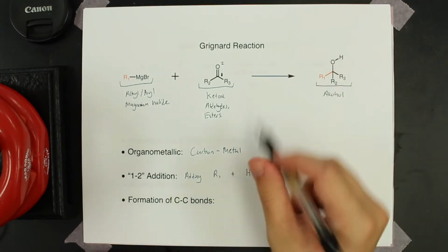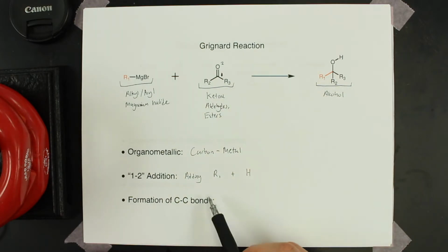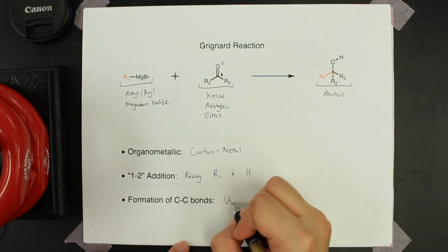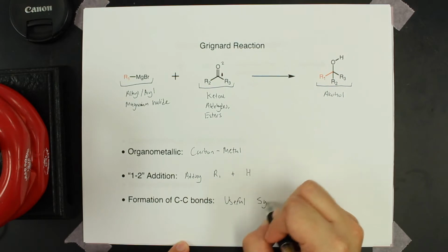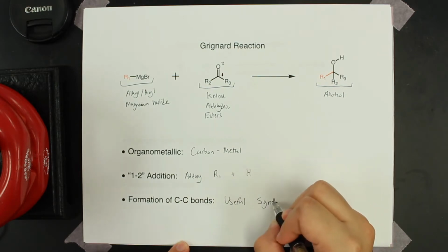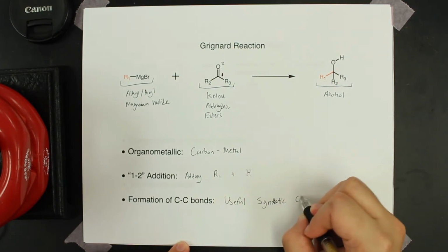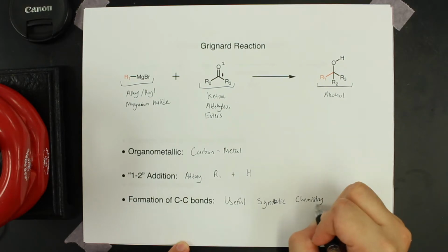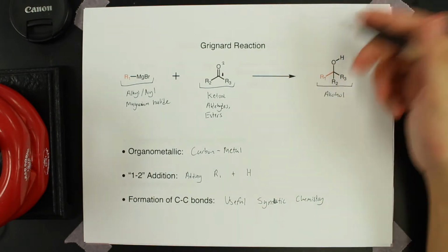And finally, the Grignard reaction is characterized by the formation of a carbon-carbon bond, and that makes it extremely useful for synthetic chemistry. If you want to build complex molecules, forming carbon-carbon bonds is essential. So this is a very useful reaction.